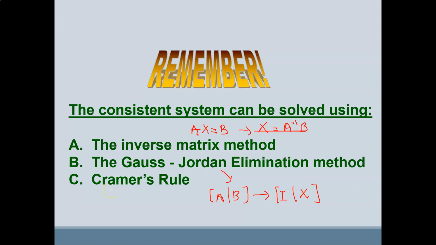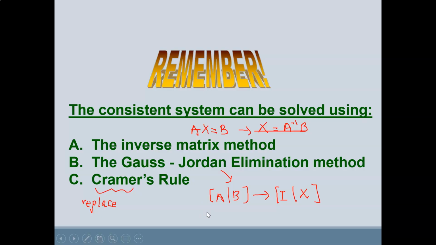And the Cramer's rule that we previously learned, with x1, x2, x3. Cramer's is more about replacing. Remember its keyword: you replace the column with B.